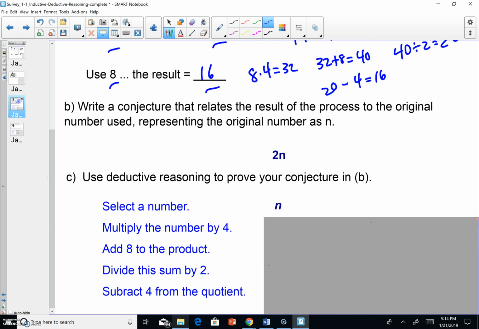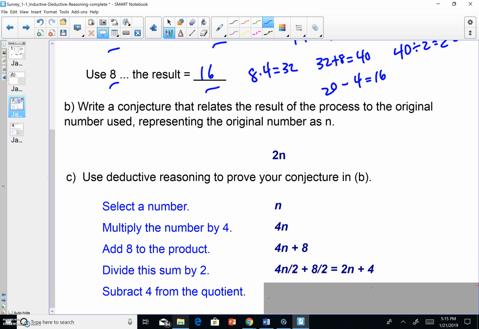Okay, so we're going to select our number, call it n. We're going to multiply by 4. So how do you represent that algebraically or mathematically? You put 4n. How do you add 8? You put plus 8. So far, so good, right? Now, divide this by 2. This is where it gets a little bit tricky for some of us. So take a minute and see if you can divide by 2 and simplify your answer. The important thing to remember is that you have to divide all of it. So it's the 4n divided by the 2. It's the 8 divided by the 2. And when you simplify the result, you get the 2n plus 4.